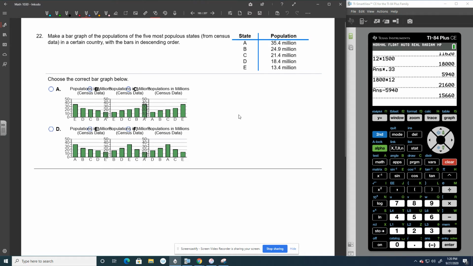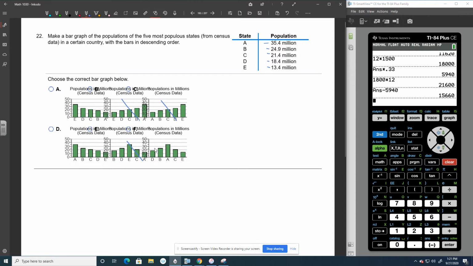All right, moving on. 22, make a bar graph from the populations of the 5 most populous states. So you are going to, these are all kind of on top of each other. You're going to take this information and apply it to the correct bar graph. When I look at this, A, B, C, D, and E, the populations actually go down in order. So A should be the biggest and E should be the smallest. That makes this one not an option, this one not an option. Oh, actually, that one might be an option. Why did they not put it in order? That's silly. So then you look over here.